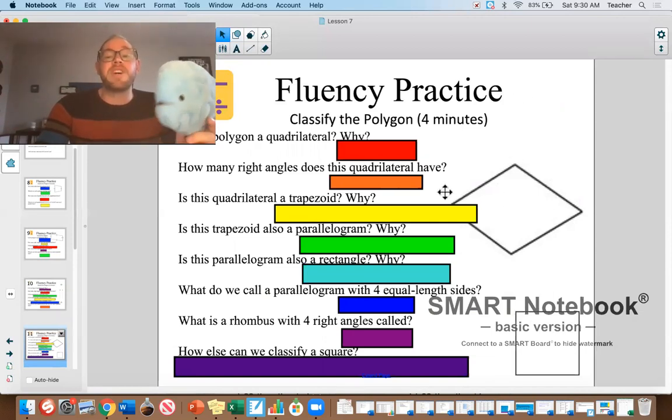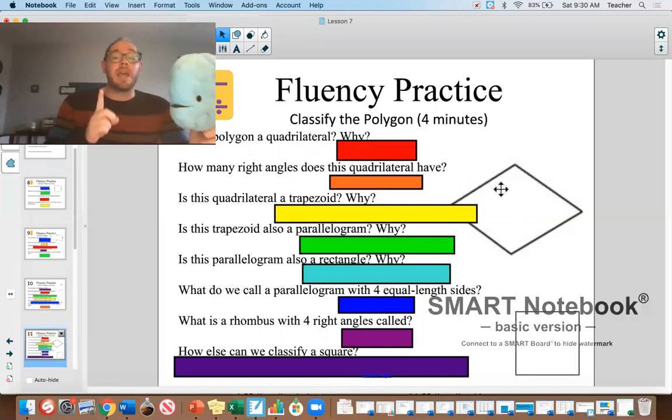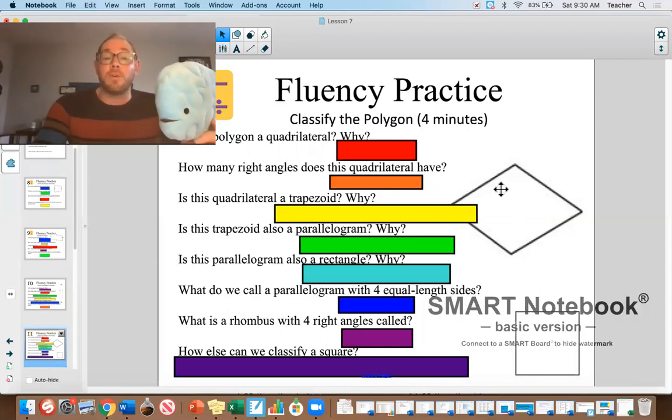All right, let's get ready for our next one. Let's look at this polygon over here, and we're going to classify it. Is this polygon a quadrilateral, and why? Make sure you're saying your answer out loud at home, and you're saying why you think that. I'll give everyone a second to say it out loud.